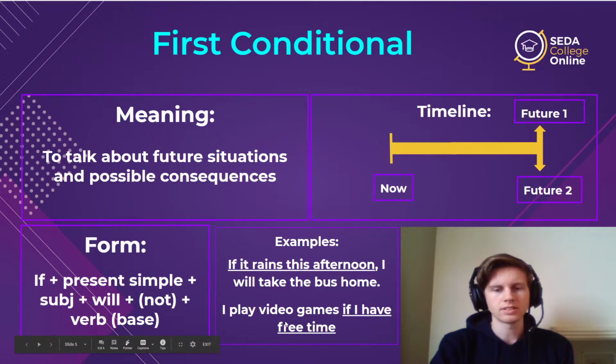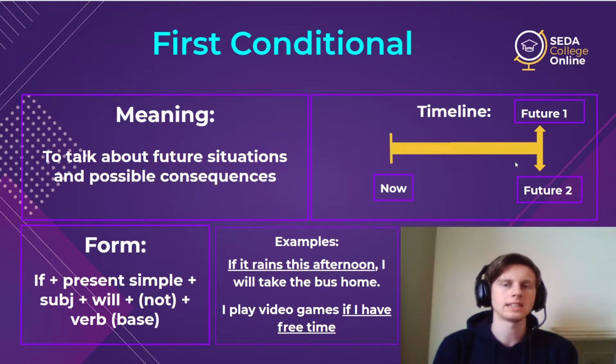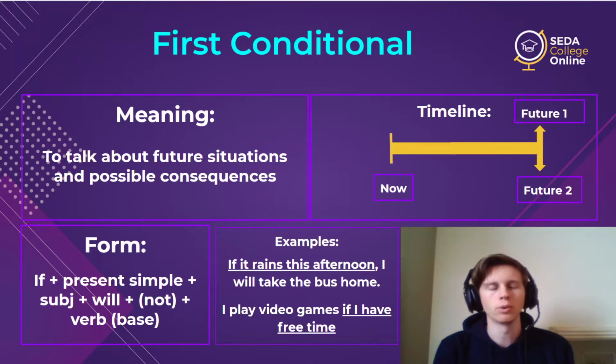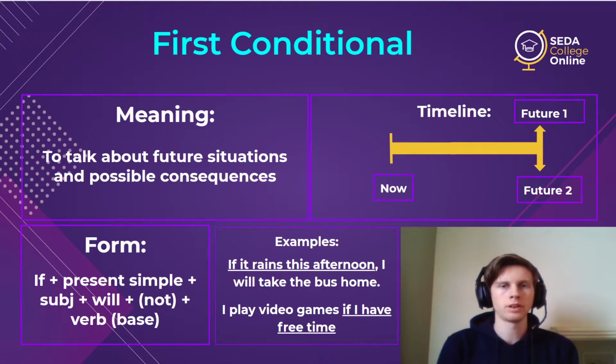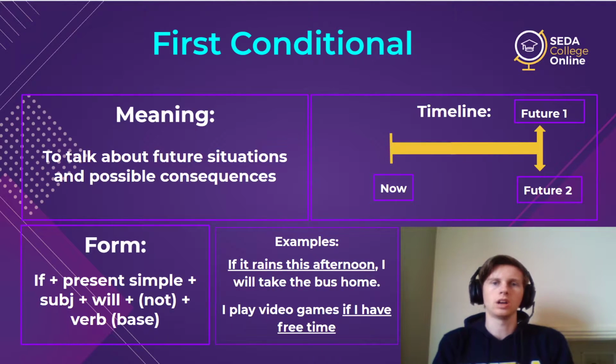So here we go, another example. I play video games if I have free time. So here we have your future, I have free time, okay. If I do, I'll play video games. If not, I won't. So that's what these ideas are for the first conditional. We're always putting forward real outcomes and things you will or you will not do. So they're direct, and they're always focusing on what is real.